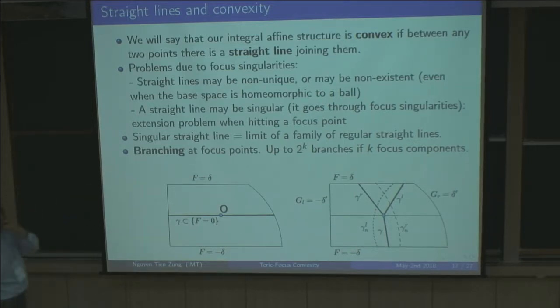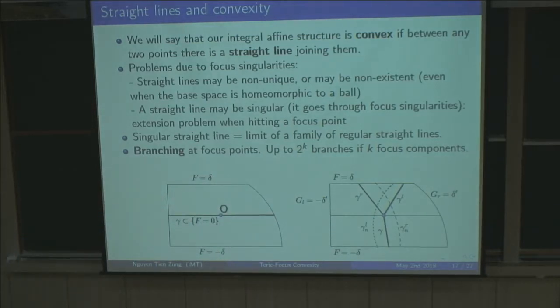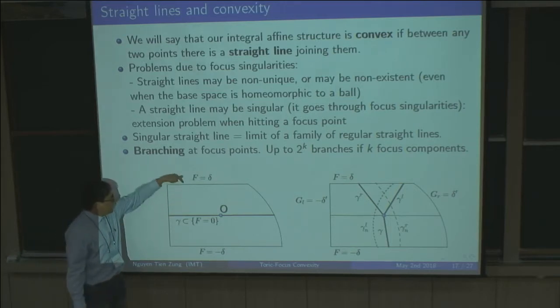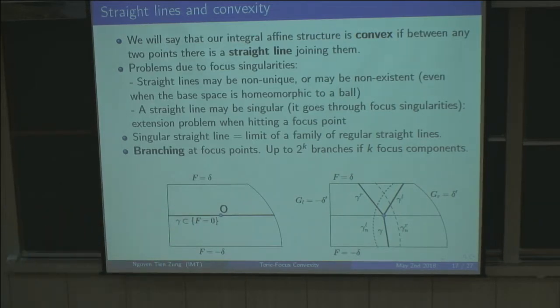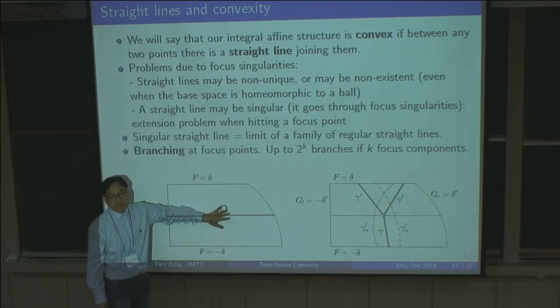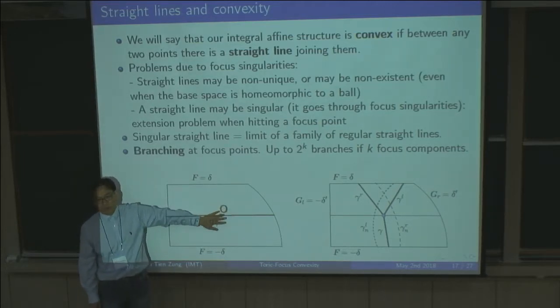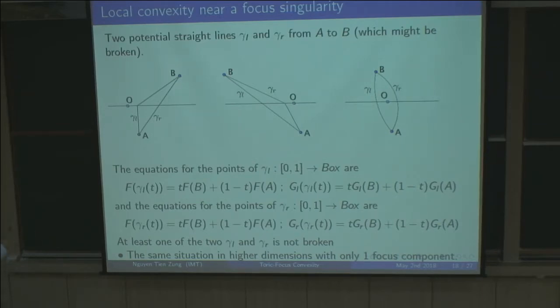So once we have this definition of straight line, okay, this is the branching at the focus. When you have a complicated focus group, so there are many components, and you may have two or three choices when you hit the point. So the definition now is clear. So we say that something is convex if for any two points, okay, you can connect them by a straight segment, okay, which might be singular, which might go through a singular point. So the first result is that with this definition, locally, when you have any focus point with just one focus component, then it is locally convex. So the local convexity is okay when you have just one focus component.